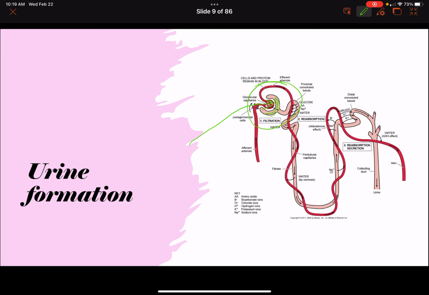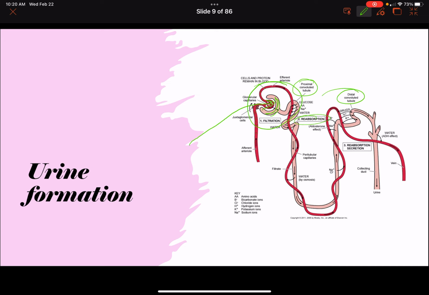The second phase is reabsorption. So reabsorption is the job of the tubules. So we have the proximal convoluted tubule and the distal convoluted tubule. Water is absorbed back into the bloodstream, mostly via the proximal convoluted tubule. Glucose, amino acids, bicarb for acid-base balance, and electrolytes and water are being reabsorbed. What we need goes back into the bloodstream.